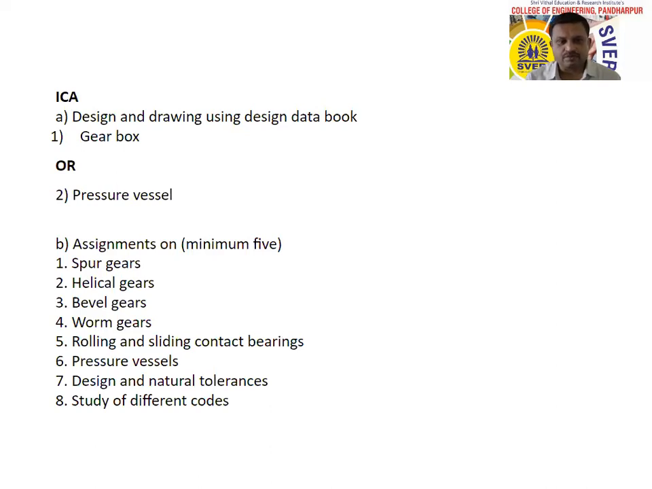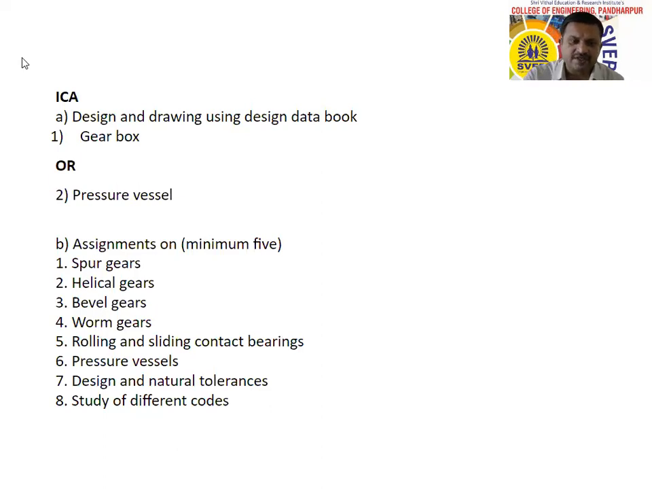Then ICA also consists of B part, that is, a minimum of 5 assignments. First is spur gear, second helical gears, third bevel gear, fourth worm gear, fifth rolling and sliding contact bearings, sixth pressure vessels, seventh design and natural tolerances, and eighth is study of different codes. Therefore, this is your term work part.